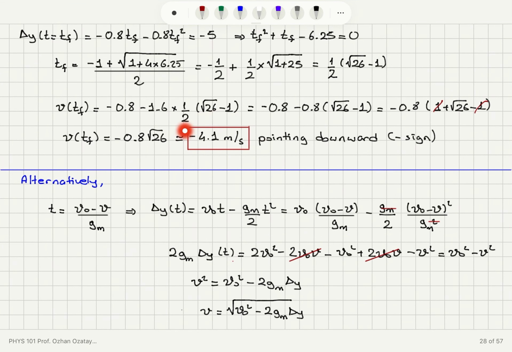The velocity is minus 4.1, the speed is 4.1 meters per second, which could also be found by using this relationship between velocity and position. So this gives me a speed of 4.1 meters per second.